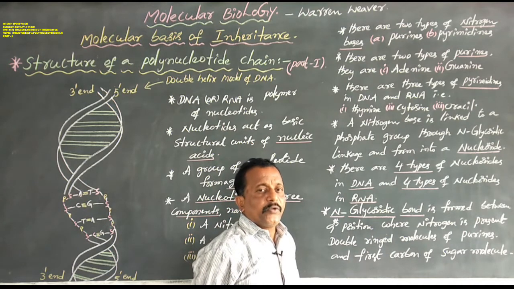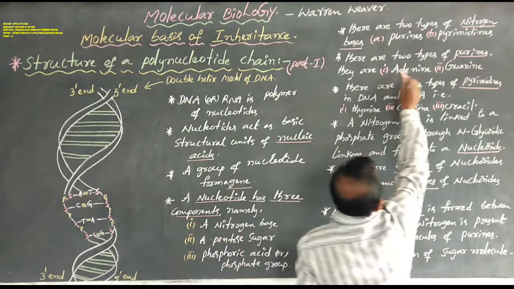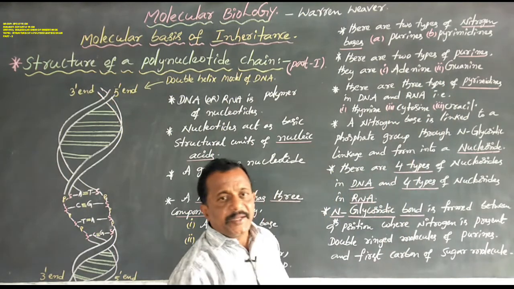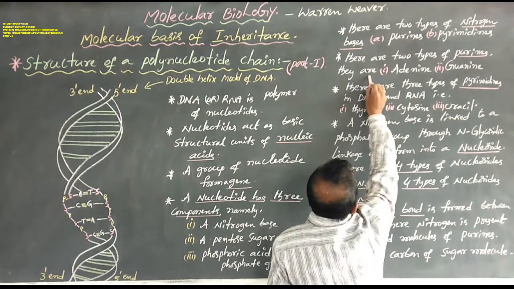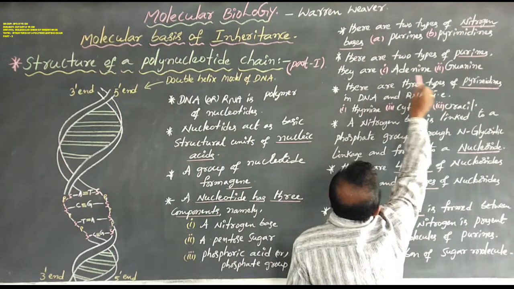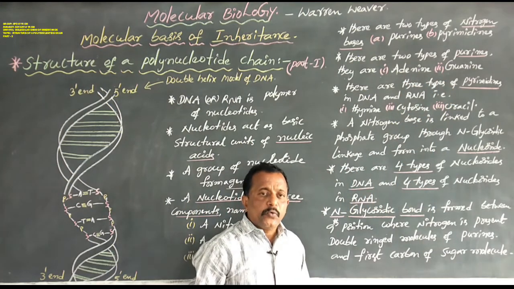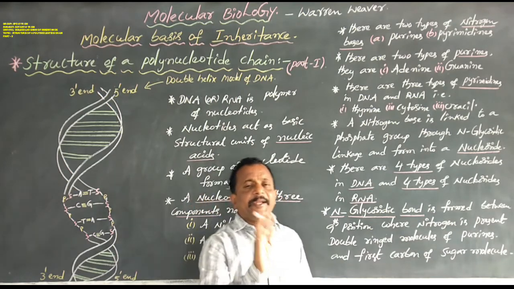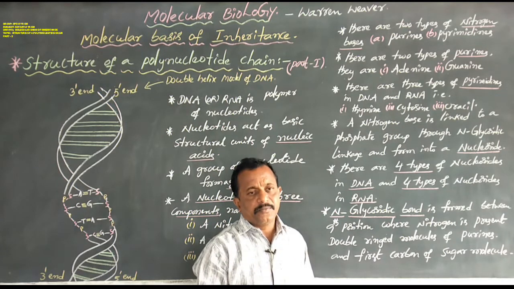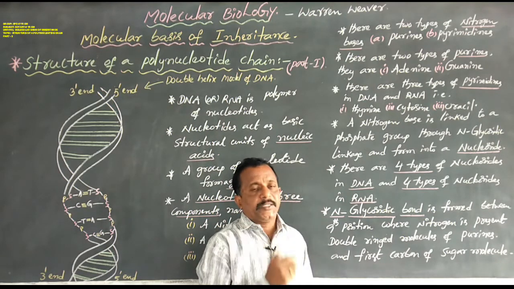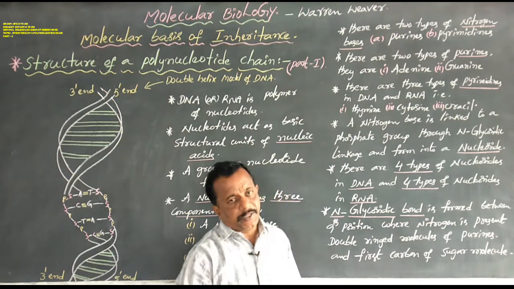Next one, purines are of two types. They are namely adenine and guanine. There are two types of purines, first purine adenine, second purine guanine. So these two purines are the same in DNA and RNA. There is no differentiation in purines; they are present in the nucleic acids of both DNA and RNA.